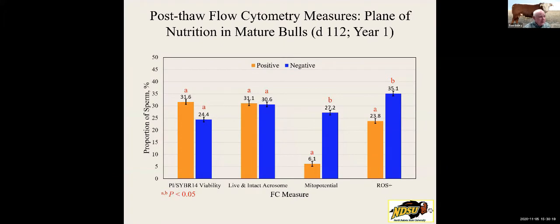These are the post-thaw flow cytometry measures for the plain and nutrition bulls. Proportion or percentage of sperm on the y-axis. Positive energy balance is in orange, negative energy balance is in blue. As far as the viability went alone, no differences, although with the blue, we were thinking that those bulls on a negative plane of nutrition would have a little bit lower viability. And so it wasn't statistically different, but it's going in the direction we anticipated. As far as percent live and intact acrosome, identical.